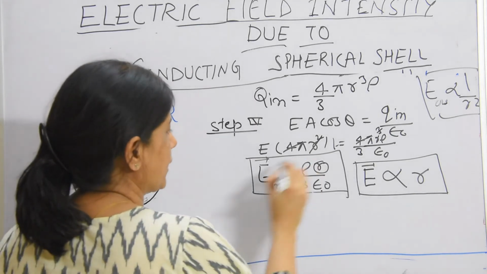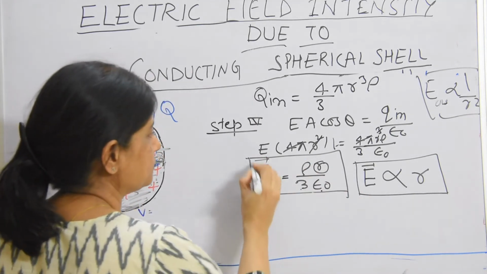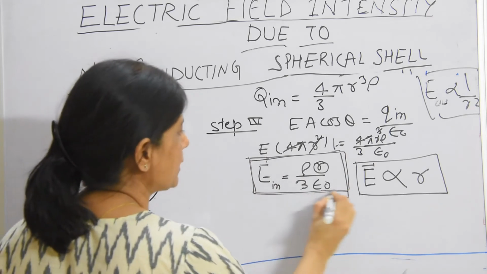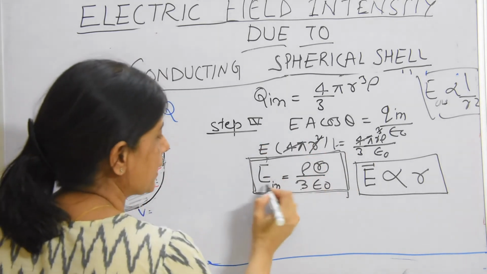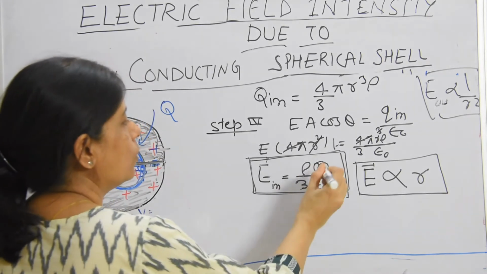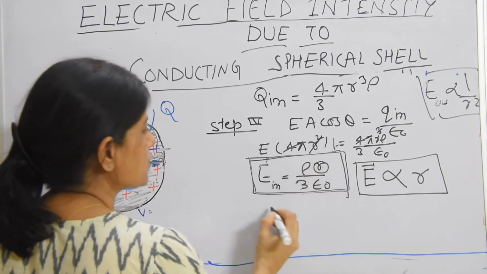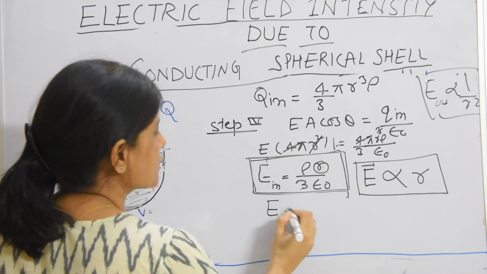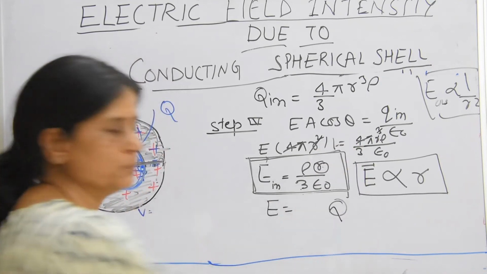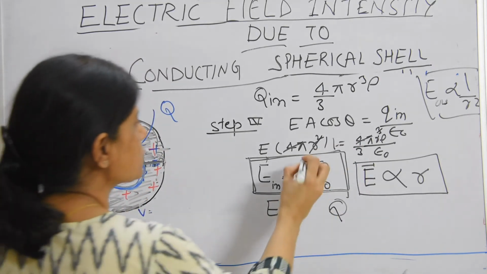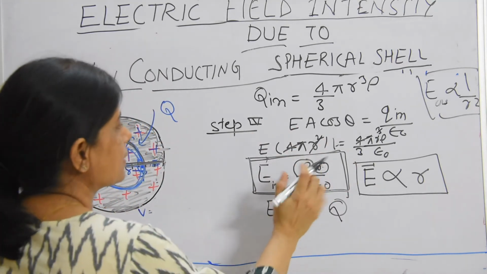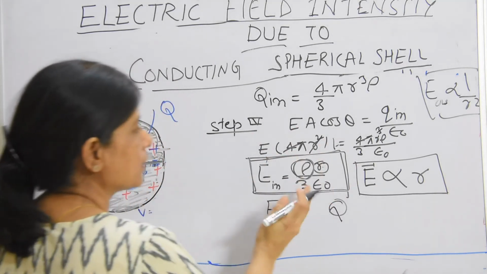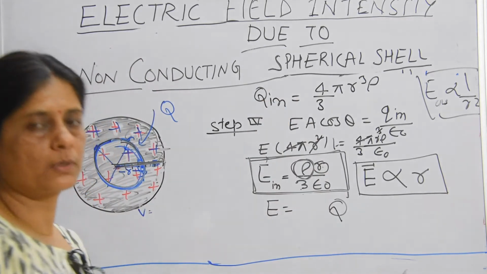If we want to write this equation, rho r upon 3 epsilon naught, in terms of capital Q, what we have to do is write rho in terms of Q. So let us keep the value of rho in the form of Q.